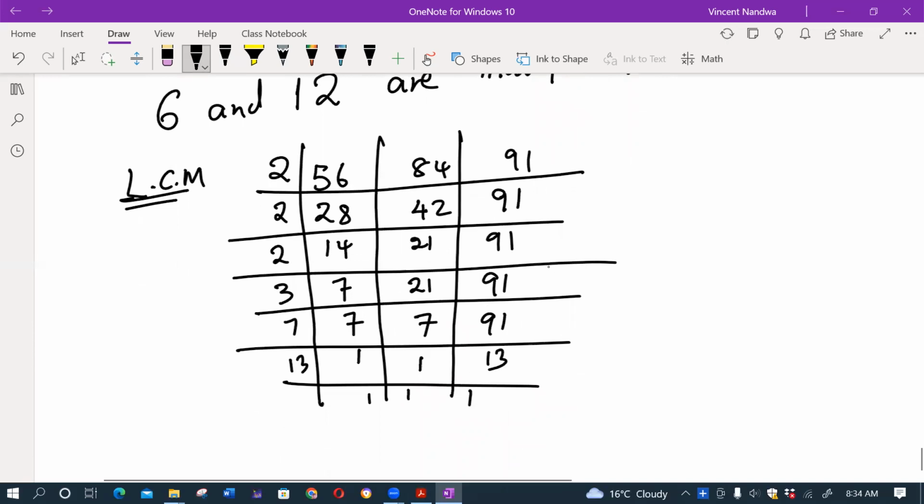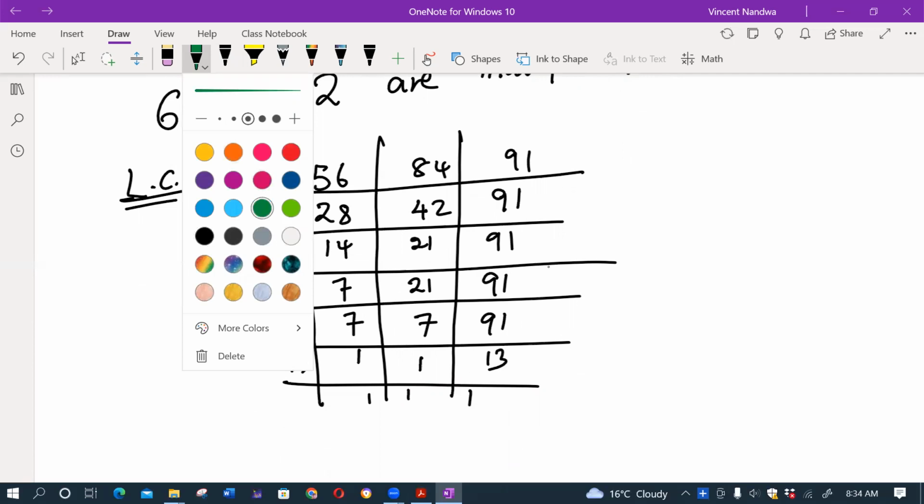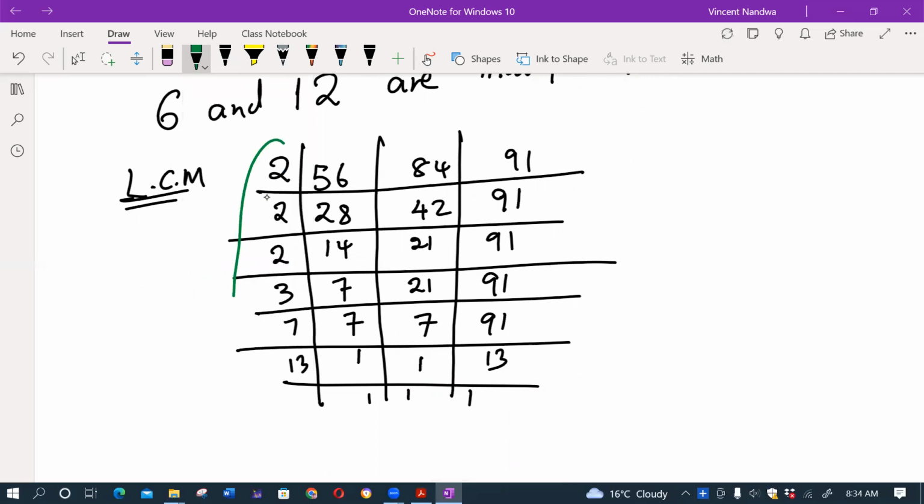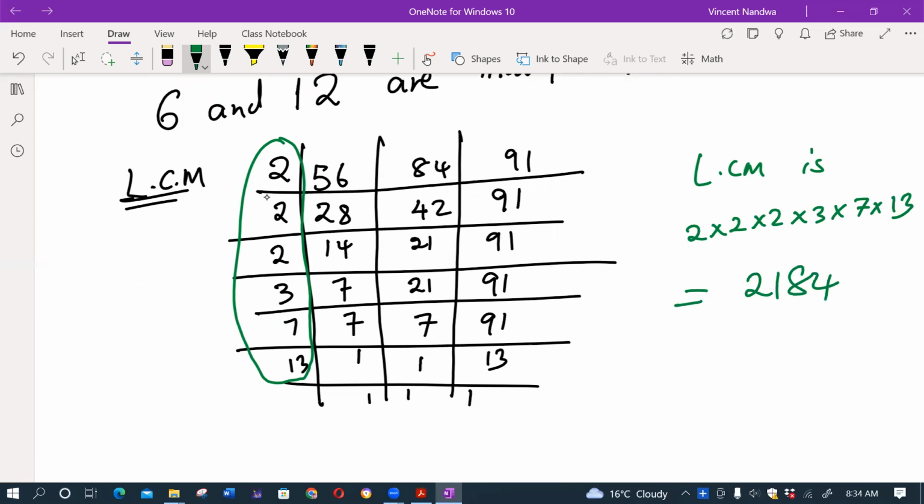Then you multiply these numbers. So once you have reached 1, then you multiply these numbers here. So LCM is 2 by 2 by 2 by 3 by 7 by 13, which gives us 2184.